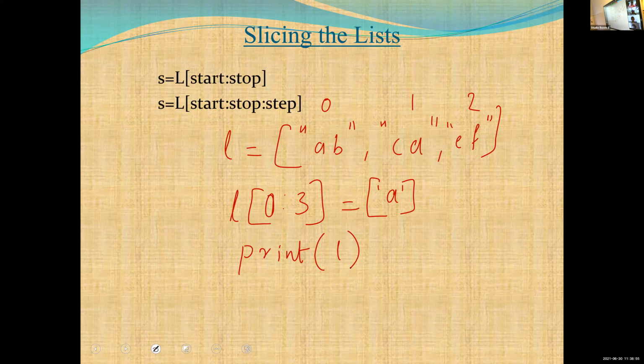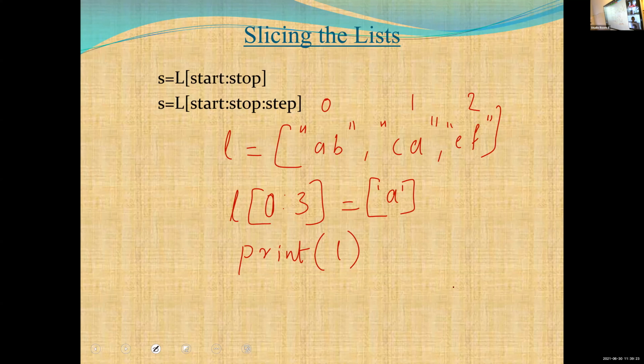Here we have to replace A, B, C, D, E, F, but only one value is there. That means it will replace all these values with the single value. All these three values are replaced with one value, that is A. So the output is A.